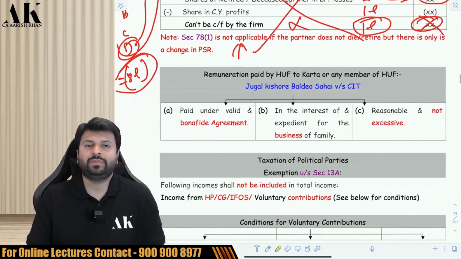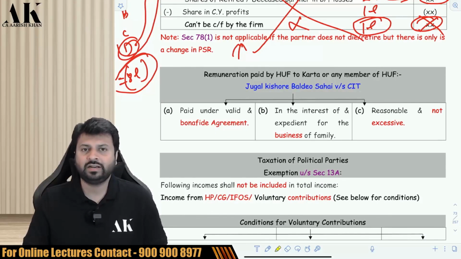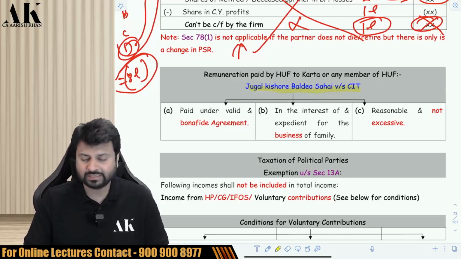Suppose an HUF pays some remuneration to the Karta or any member, will it be allowed as a deduction? Yes, the Supreme Court in the case of Jugal Kishore Baldev Sahai has held that the HUF making payment of remuneration to members will be allowed, provided some conditions are fulfilled.